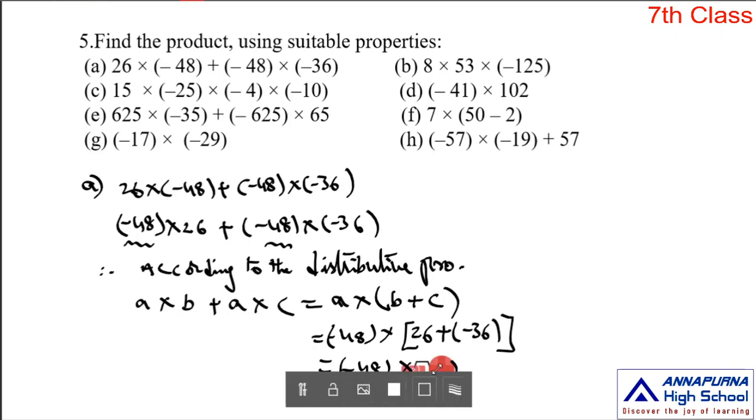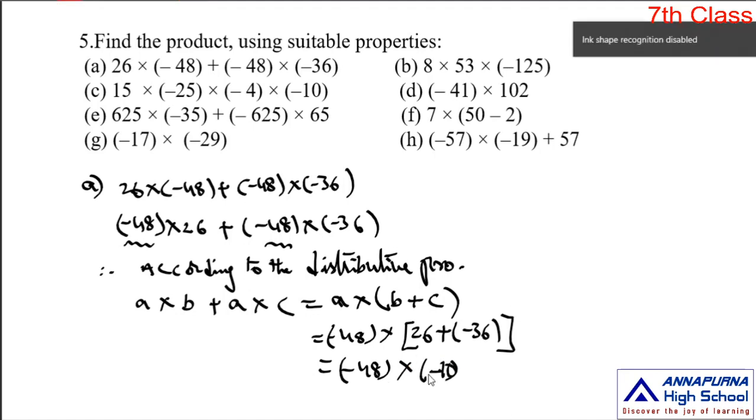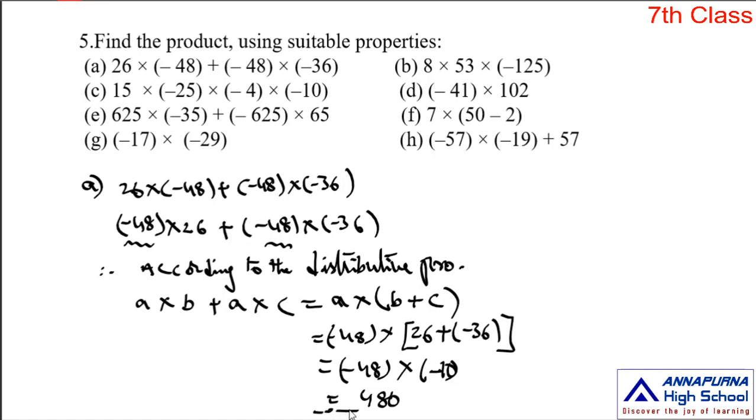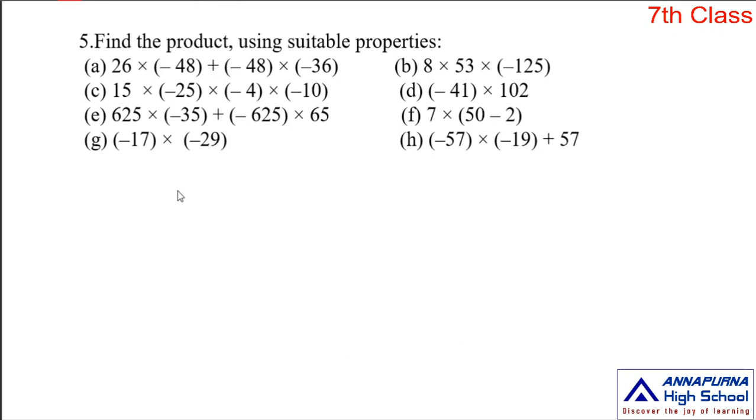As we know, the product of two negative integers is positive. So 48 tens are 480. So this is the A bit, and let's come to the B.